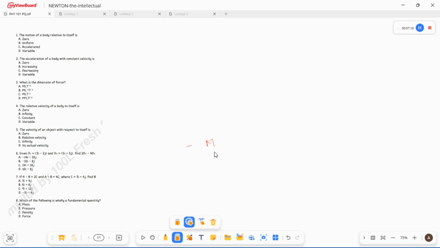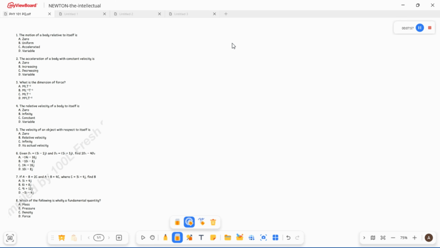Now for question 4, it says the relative velocity of a body to itself. Just like the previous question, the motion of a body relative to itself, right? Now we're dealing with the relative velocity of a body to itself. It's still the same thing. Since it is that body that is carrying out that action, when you take it relative to itself, it will always be zero. The relative velocity of the body with respect to itself will always be zero. It is only when you take it in relation to another body of different velocity or different motion that you have a value other than zero.